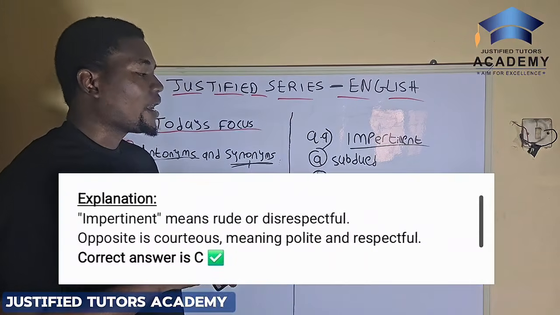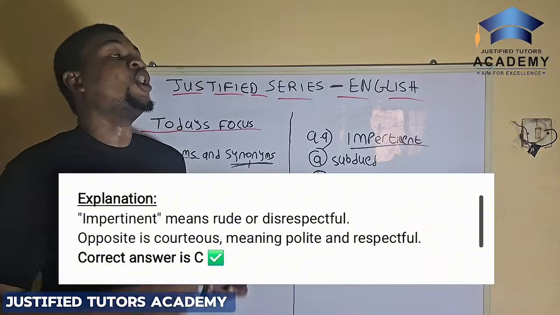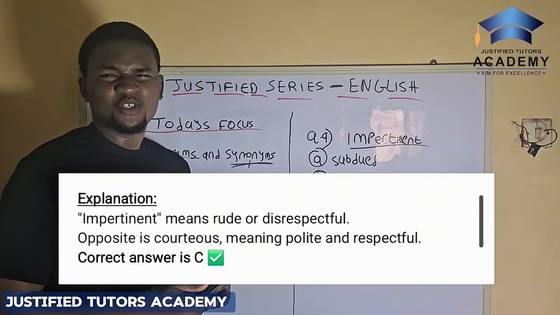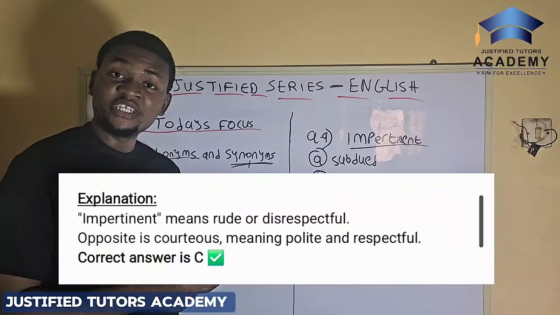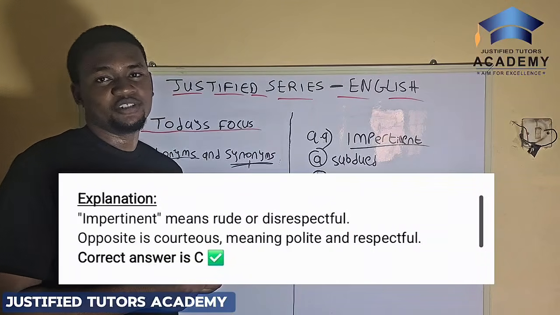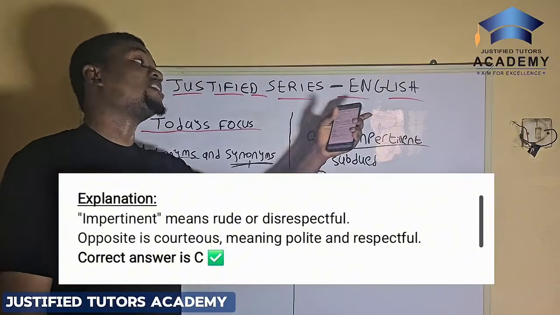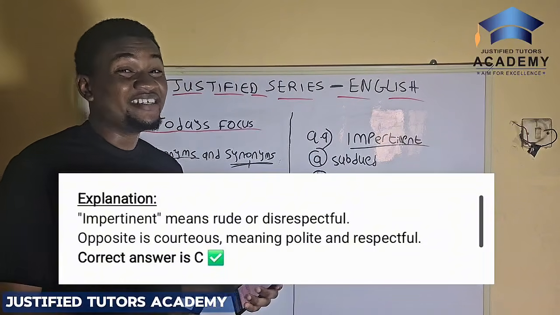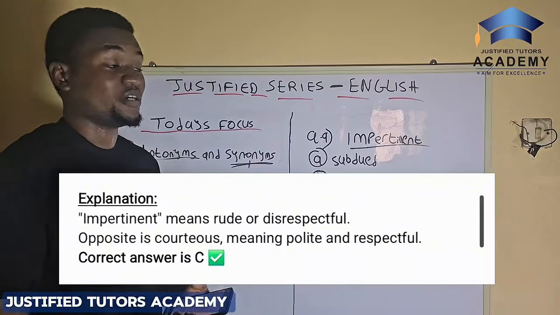Because why? Courteous means what? To be polite and to be respectful. So again, if I say Eniola is courteous, means that what? Eniola is respectful. So you get? If I say Peace is courteous, means that what? Peace is respectful, Peace is polite. But then if I say Peace is impertinent, means that what? Peace is very disrespectful and she's rude. Alright, so that is it. Just an example for you guys to know.